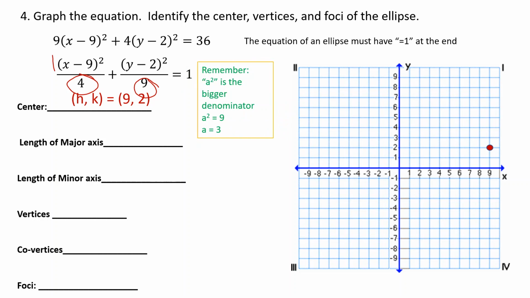Now, remember, in an ellipse, a is the bigger denominator. Always a squared is larger than b squared, or a is larger than b. In this case, a squared is 9. That means a is 3. And the length of the major axis is 2a. So 2 times 3 is 6.